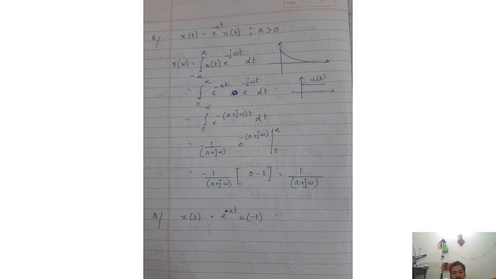So this is another problem that I would like you to solve for your homework. That is, let me consider the function x of t equal to e to the power of at into u of minus t, and I want you to find the Fourier transform for this signal. I think that everyone has noted it down. If you face any problem, we will discuss it in the next class.